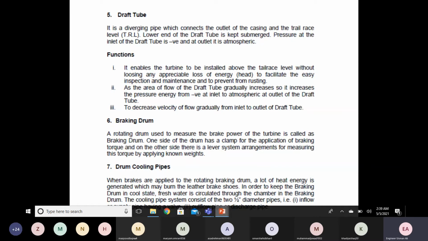Next, the braking drum. Just like the Pelton wheel also, braking drum is attached with the shaft, and it is used to measure the brake power or output power of the turbine. And in the field we have the generator to do this.